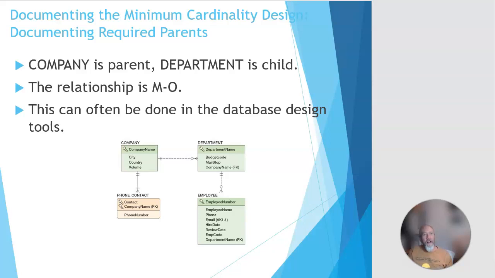So, can we do this? Documenting required parents, easily done. It's relatively simple. You just see it in the foreign key relationships. Do they have to exist? Is it null or not null? Okay, does it exist as a primary key, which by definition cannot be null.